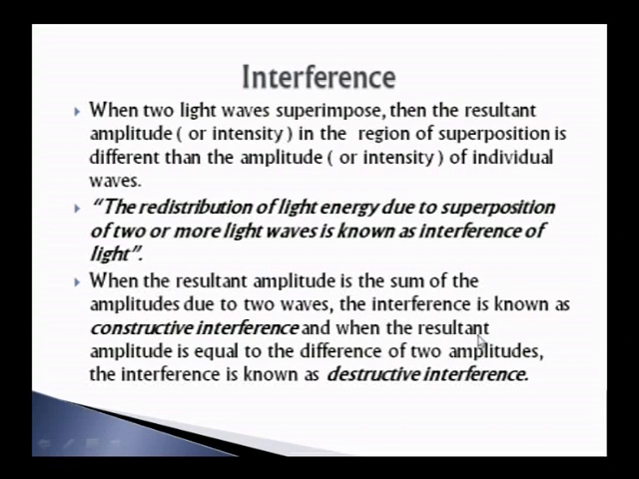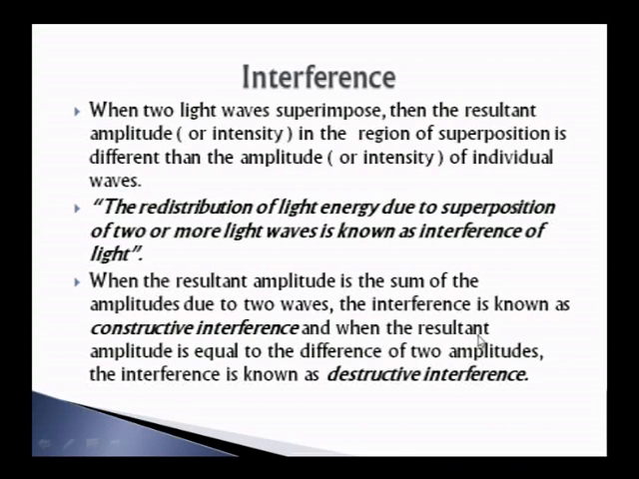Interference is defined as when two light waves try to superimpose, the resultant wave has an amplitude, or I can say the intensity of the light. Whenever the superposition occurs, the intensity of the light either decreases or increases compared to that of the individual waves. This phenomenon is referred to as interference. Interference can also be referred to as the redistribution of light energy due to the superposition of two or more light waves, also known as interference of light.